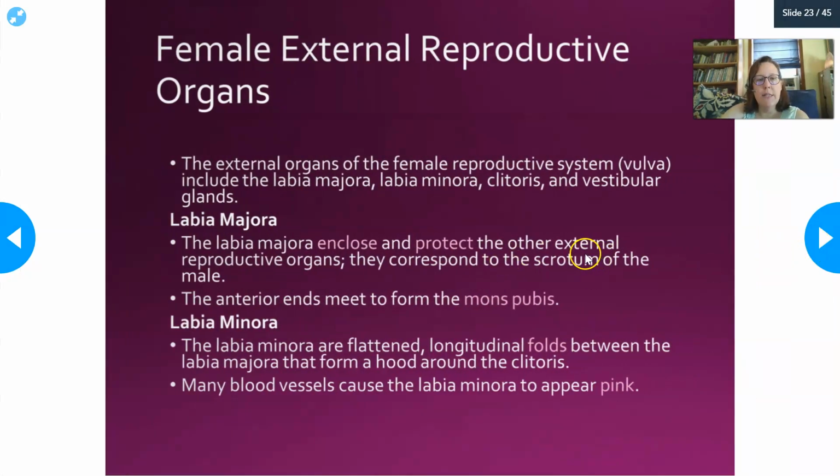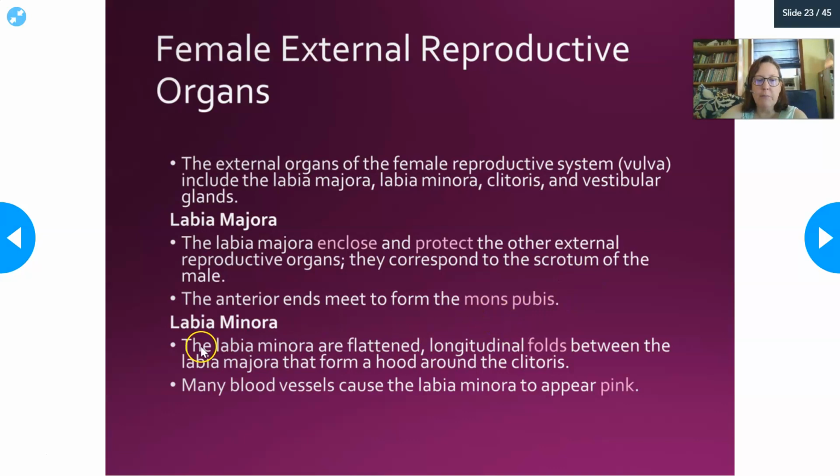Okay, the external organs of the female reproductive system are called the vulva, and it includes the labia majora, labia minora, clitoris, and vestibular glands. The labia majora enclose and protect the other external reproductive organs and correspond to the scrotum of the male, and that's basically the 2 folds that have hairs on them, right? And the anterior ends meet to form the mons pubis, which is again where a bunch of the hair is usually located.